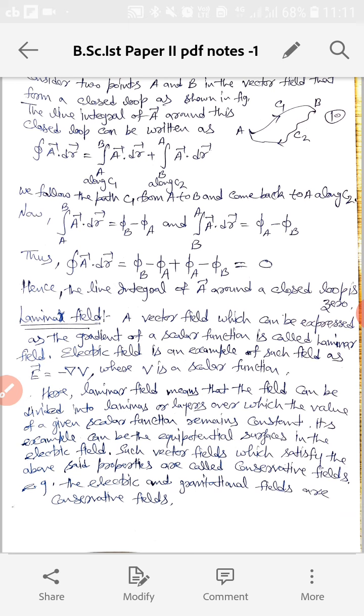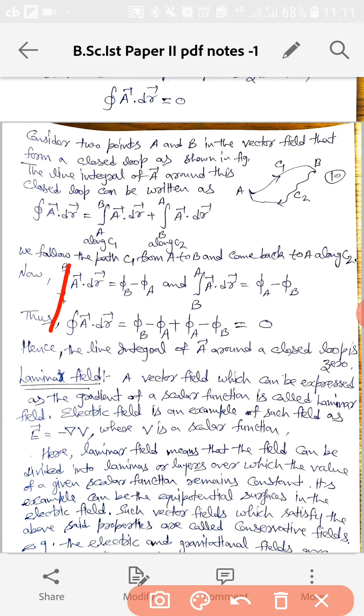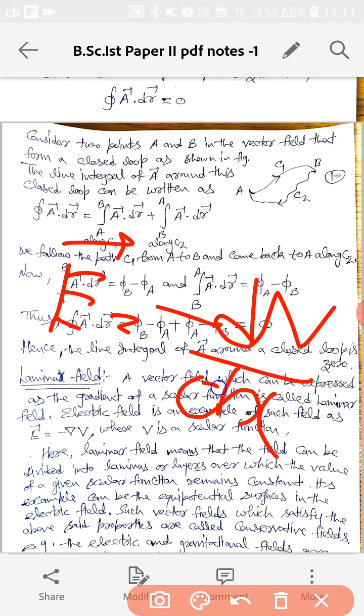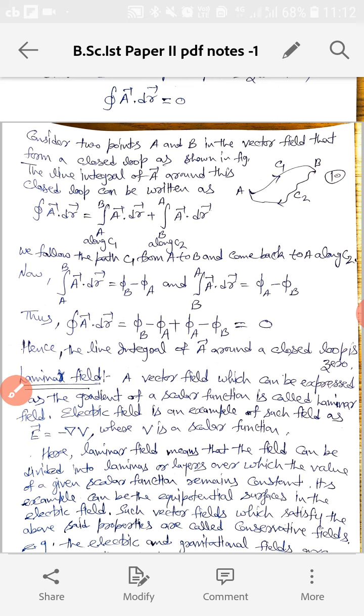Next we will come to another important definition, that is the laminar field. A vector field which can be expressed as a gradient of a scalar function is called a laminar field. For example, the electric field is an example of such a field, as E can be written as, you must remember, minus dV by dx. In case of the del operator, it is minus del V. That is how we define the electric field, where V is a scalar function, because V is the electric potential and electric potential is a scalar function.